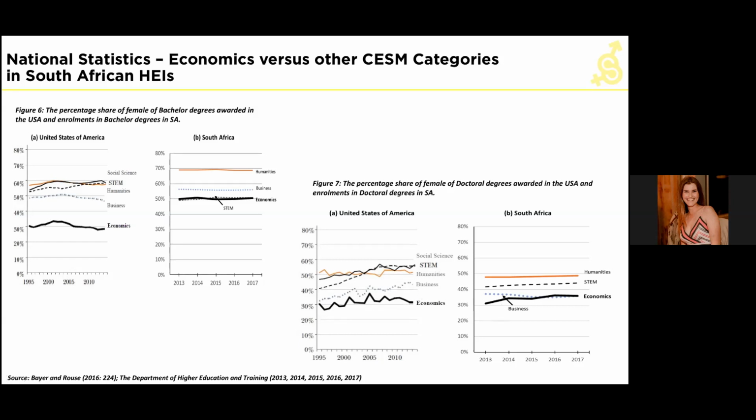So whilst economics in South Africa is only slightly better than in the US, there are signs of improvement in South Africa, unlike in the US, with an upward trend and a somewhat downward trend there.